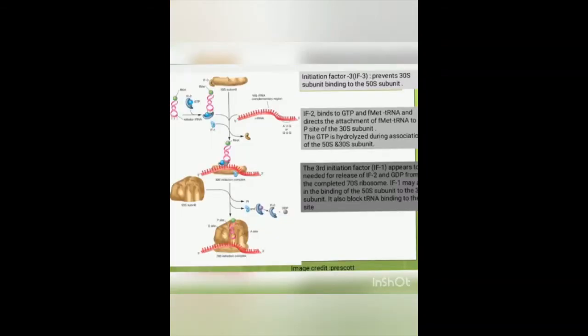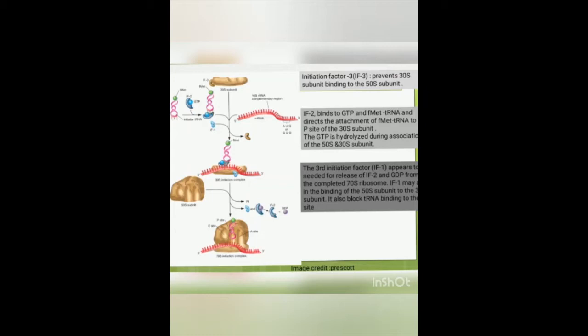Initiation factor 3, IF3, prevents the 30S subunit from binding to the 50S subunit. IF2 binds to the GTP and the fMet-tRNA and directs the attachment of the fMet-tRNA to the P site of the 30S subunit. The GTP is hydrolyzed during the association of the 50S and 30S subunits.